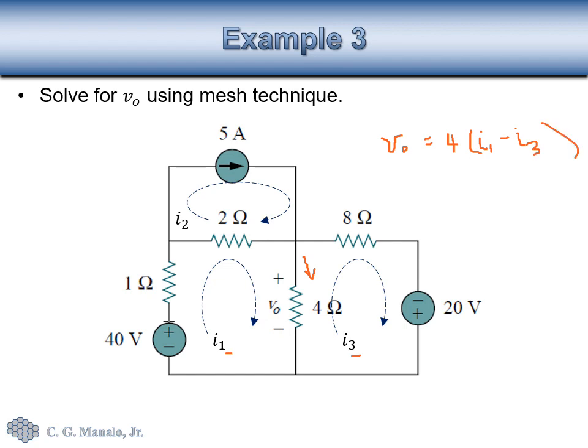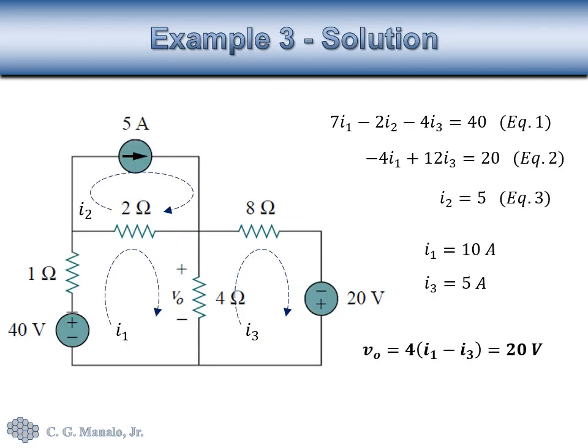Okay, so let's proceed to the solution and solve for the mesh currents. First, for loop 1, this will be the equation. So that would be 1 plus 2 plus 4, 7 I1, minus 2 I2, minus 4 I3, minus 40. We transfer 40 to the right side, we'll get positive 40.